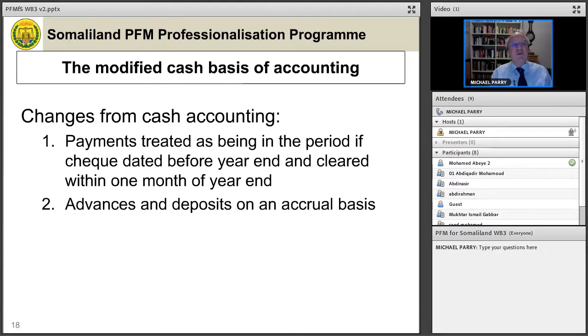That does mean that you'll need to set up a ledger accounting system for your advances and deposits. You don't really need a ledger accounting system for cash accounting, but you will if you use your advances and deposits on an accrual basis.